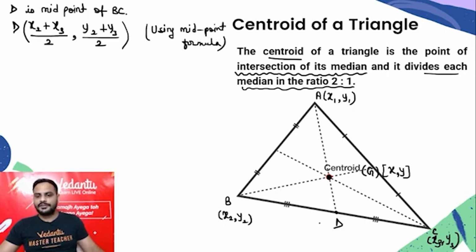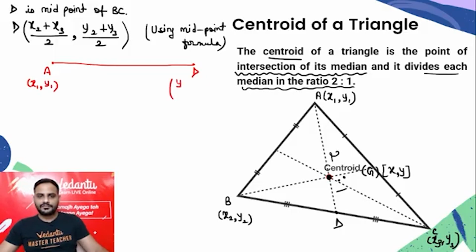All right, so we have got the coordinates of D. Now I know that this line AD is divided by this point G in the ratio 2:1, right? So I can use the section formula as well. A is over here with coordinates x1 comma y1. We have point D whose coordinates are x2 plus x3 whole divided by 2 comma y2 plus y3 whole divided by 2, and there is a point G whose coordinates we need to find out, and we know this ratio is 2:1. So let's use the section formula.